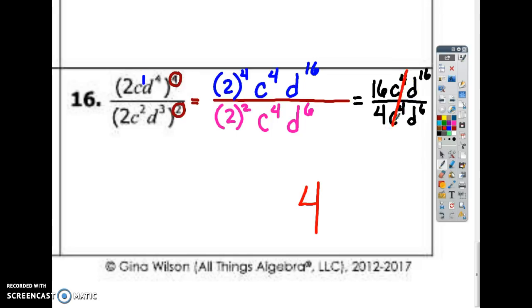If it's the same on the top and the same on the bottom, they cancel. So you don't have any more C's. And then what do you do with the 16 and the 6? Subtract. 16 minus 6 equals 10. So I have D to the 10th power.